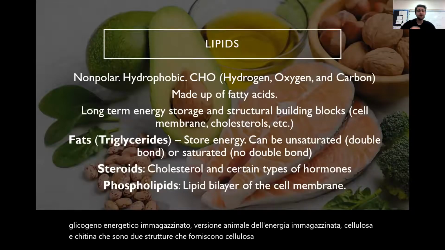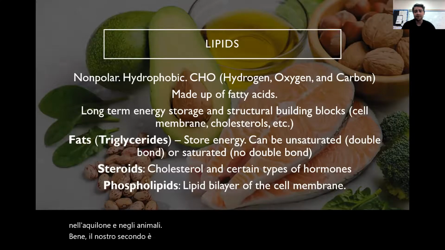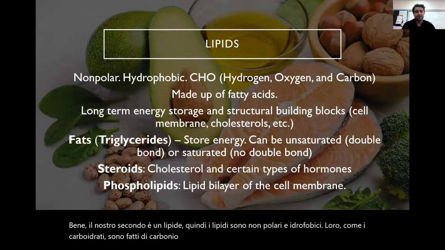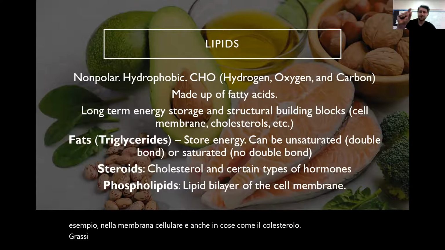Our second one is lipids. So lipids are nonpolar and hydrophobic. They, like carbohydrates, are made of carbon, hydrogen, and oxygen. And the small unit, or the monomer, is fatty acid. They act as long-term energy storage and structural building blocks, for instance, in the cell membrane, and also in things like cholesterols. Fats in our body are sometimes called triglycerides because they have a glyceride with 3 fatty acids dangling from it.